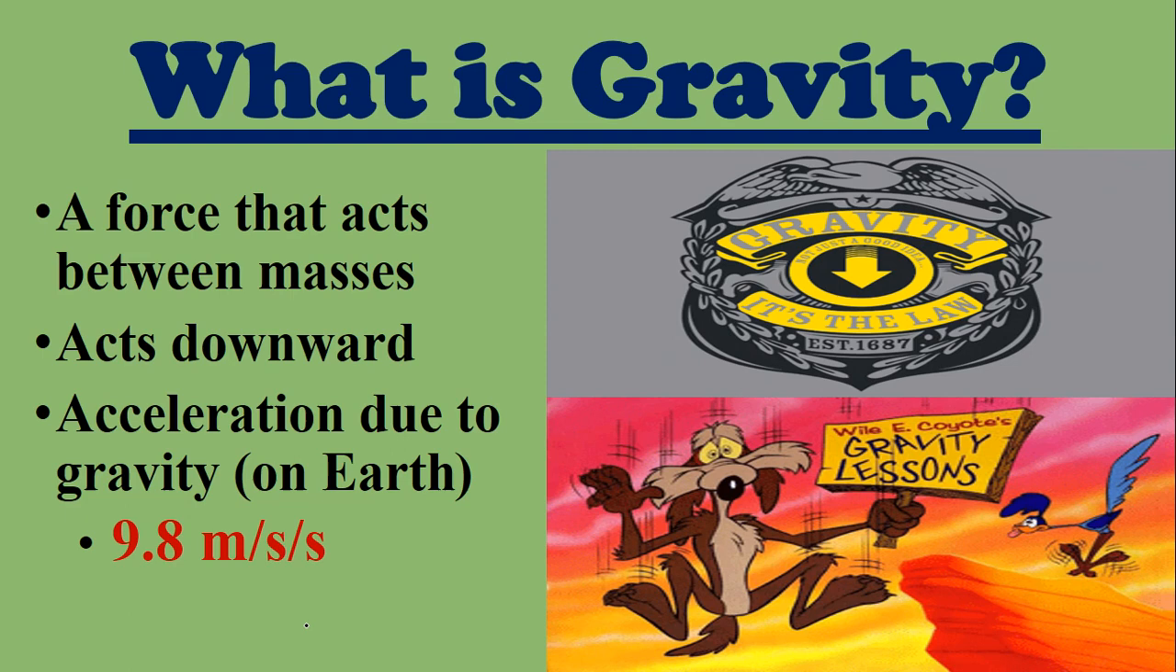What is gravity? Gravity is a force that acts on masses and it acts downward. It's a downward force. But remember there's an opposite force to it, and that's air resistance. So that goes up. Gravity goes down. And we do know that the acceleration due to gravity on Earth is 9.8 meters per second squared. That's how fast things fall, especially when there's no air.